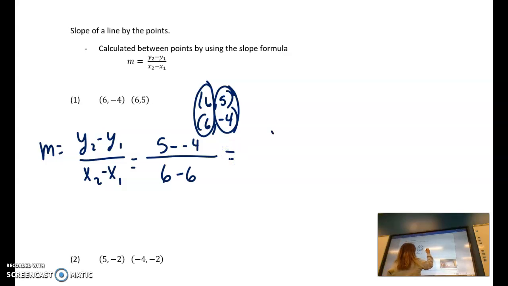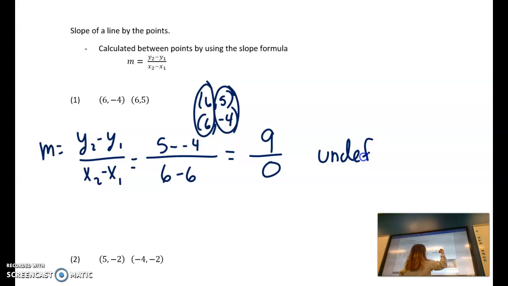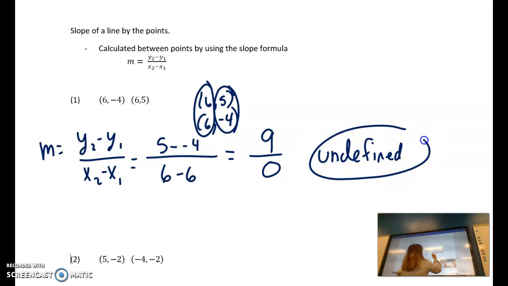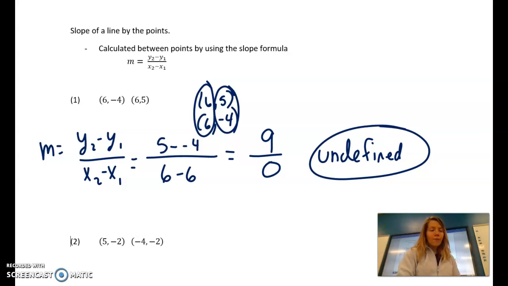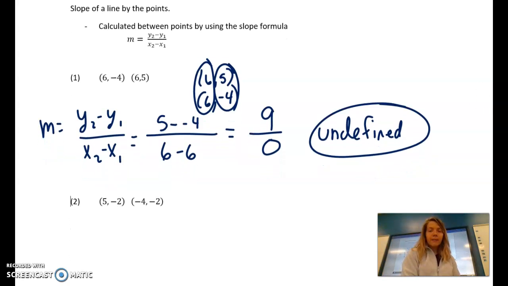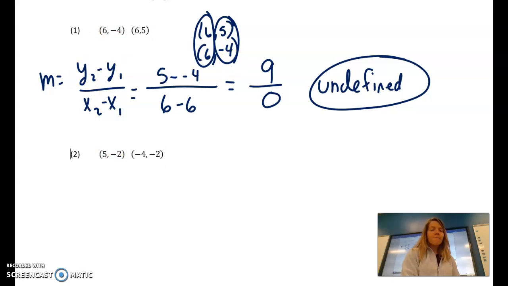So 5 minus negative 4 is 9. 6 minus 6 is 0. 9 divided by 0 is undefined, and so that is what our slope is. So hopefully you remember, if it's an undefined slope, it is a vertical line. So I'm going to change one of these numbers. Here we go. Cool.